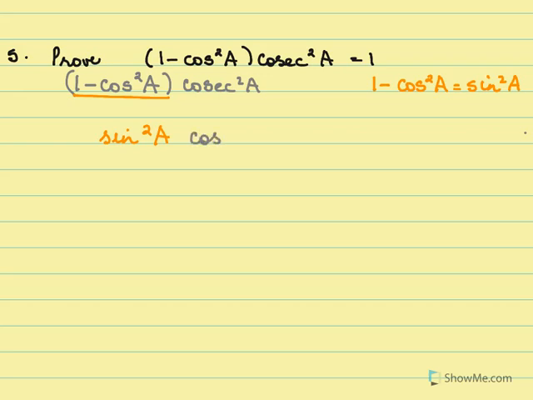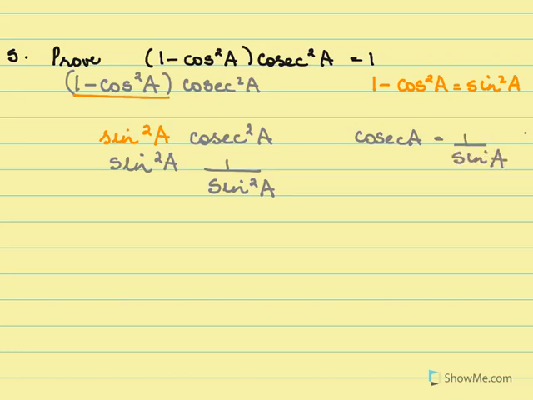into cosec square a. Now if you remember, what is cosec square a? Sine square a and cosec square a are reciprocals. So for cosec square a, I'll put 1 over sine square a, because cosec a is equal to 1 over sine a. Now these two cancel out for the reciprocals, equal to 1.